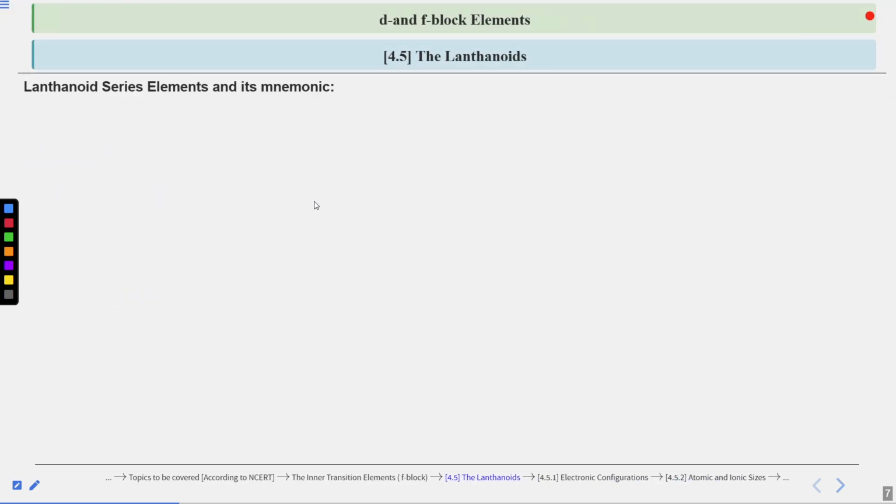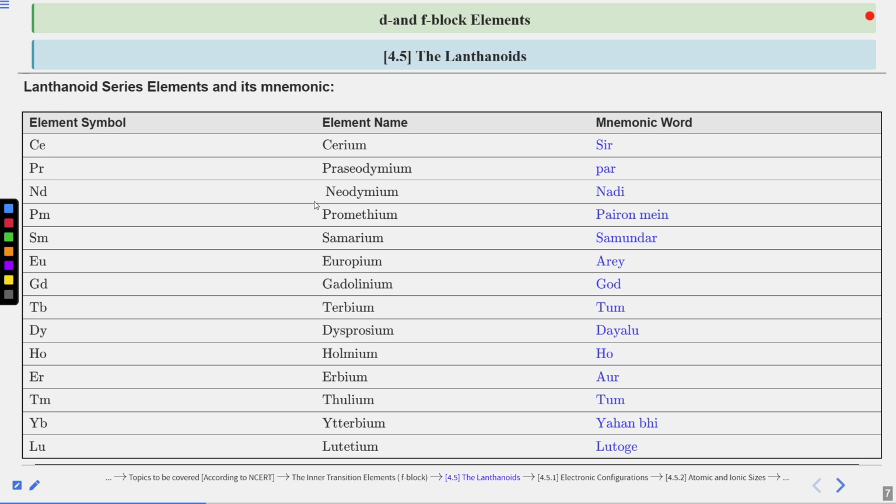So let's start with section 4.5, the lanthanoids, the lanthanoid series elements and their mnemonic. This is the table showing element symbol, element name of the lanthanoid series and their mnemonic word. These are the words which can be used to remember the series. Starting with cerium, praseodymium, neodymium, promethium, samarium, europium, gadolinium, terbium, dysprosium, holmium, erbium, thulium, ytterbium, and lutetium.